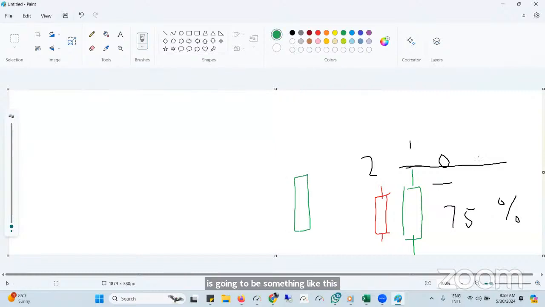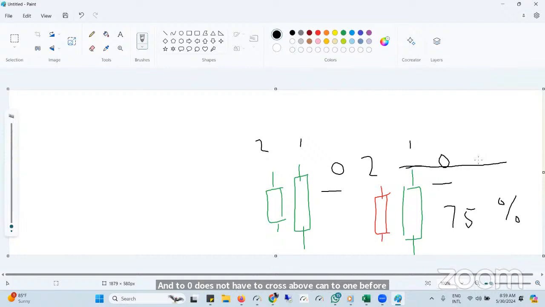Okay, green candle, engulfing green candle. It happens a lot. Now, this one, remember, candle 0 is also somewhere there. In this series of 0, 1, 2, in this particular formation, candle 0 does not have to cross above candle 1 before you place a buy, because this one that you see here is rated about 95% chance of success.